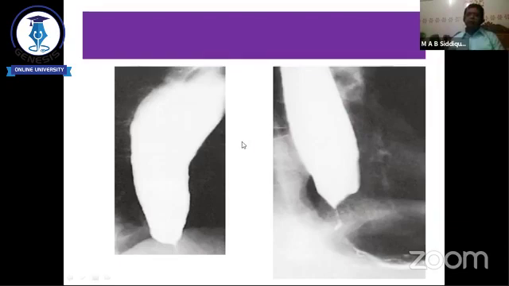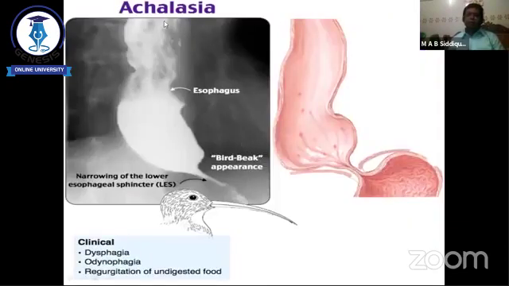If you see this X-ray, the gastroesophageal junction is narrowing. That's why the dye and the proximal portion of the esophagus is distended. That's why the picture shows the distended esophagus with some retained fluid or level, and the narrowing end looks like a bird beak appearance, that is called bird beak appearance.